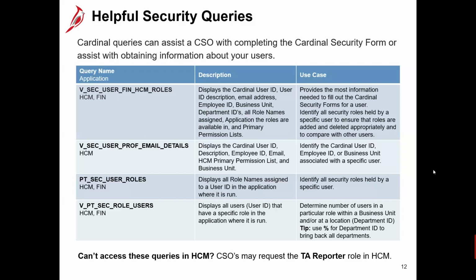The next two are also helpful queries if you just need to find information about what one person has as far as their roles are concerned, or if you have a particular role and you want to see how many people in your agency have those. Also understand that as a Cardinal security officer, you should be able to run these queries. If you can't run a query in HCM, please put a form in for yourself and request the TA reporter role, as this will allow you access to these queries.